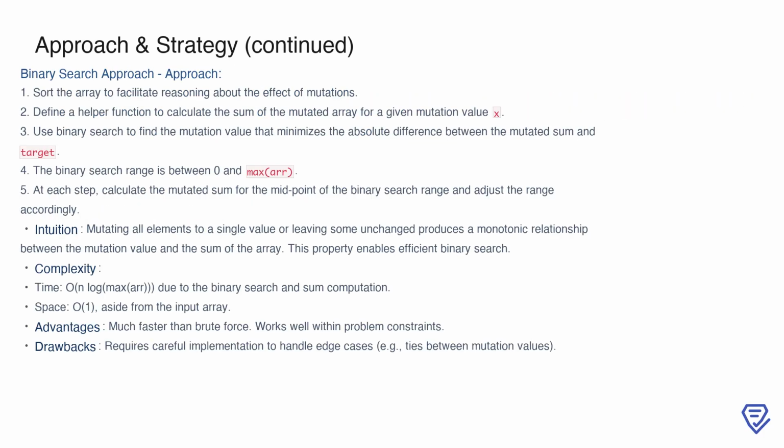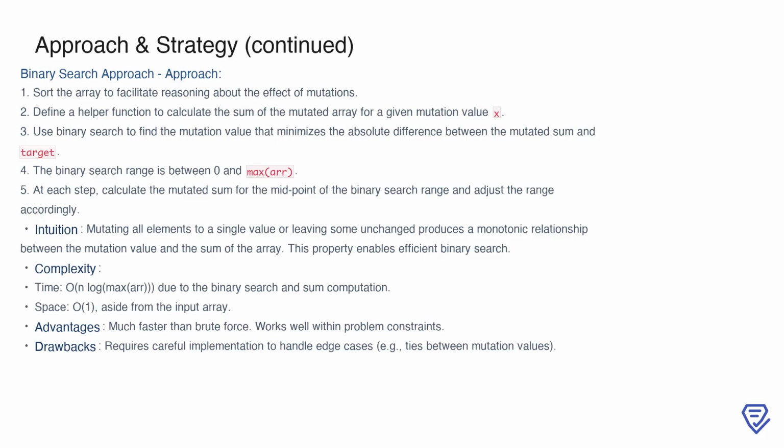Instead of brute force, we can use a binary search approach to make the process much more efficient. The first step is to sort the array, which helps us reason about the effects of mutations systematically. Then, we define a helper function that computes the sum of the array for any given mutation value. The goal is to use binary search to zero in on the mutation value that minimizes the absolute difference between the mutated sum and the target. The search range is set between 0 and the largest value in the array, max(arr). At each binary search step, we calculate the sum for the midpoint of the range, compare it to the target, and adjust the range accordingly.